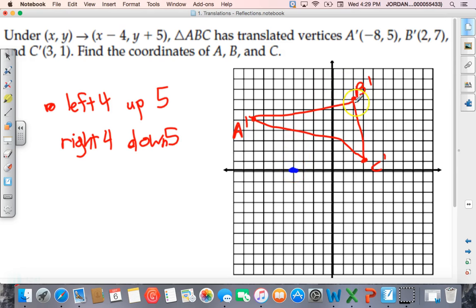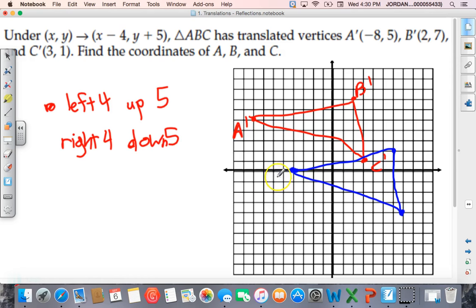And then do the same thing with B prime. Right 4. 1, 2, 3, 4. Down 1, 2, 3, 4, 5. And C prime. Right 1, 2, 3, 4. Down 1, 2, 3, 4, 5. And of course we need to connect them, and it's probably going to be just as bad as the last one. So hopefully that'll at least entertain you guys a little bit. You can laugh at my awful triangles. That one is bad.